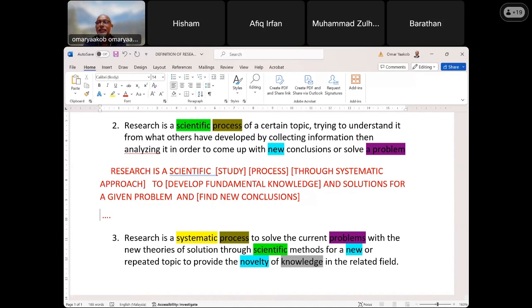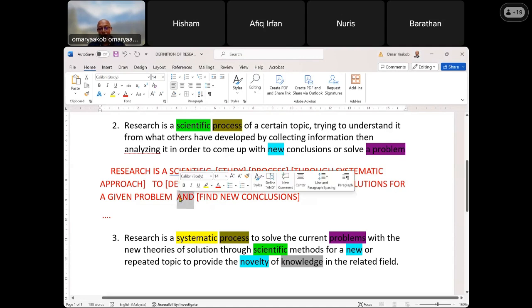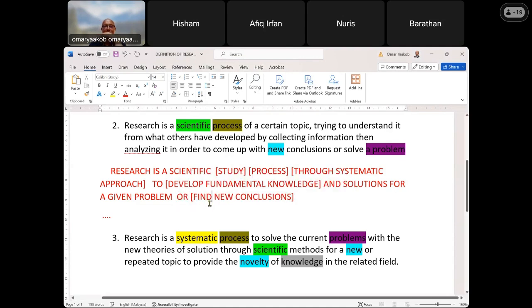Right. Okay, let me interrupt. Notice here. Why don't we change the word "and" to "or"? Then we get everything. To this one here: develop the fundamental knowledge or find new conclusions.